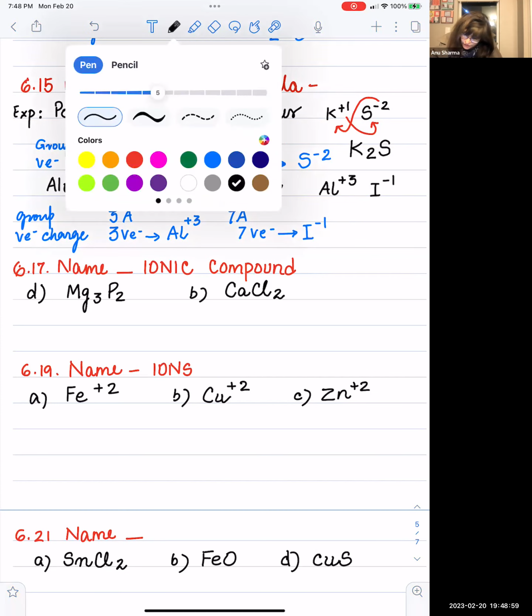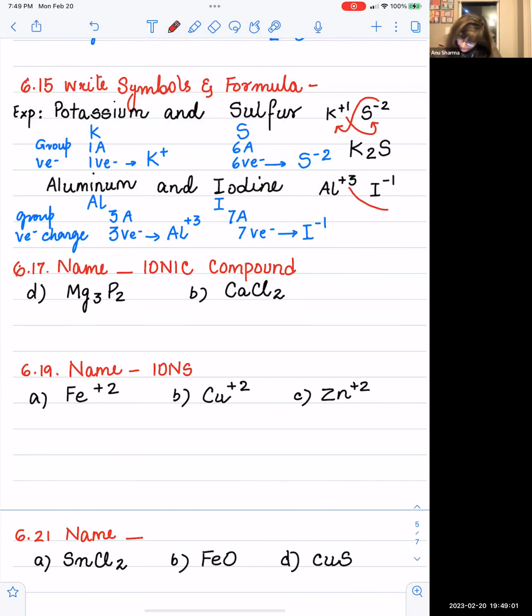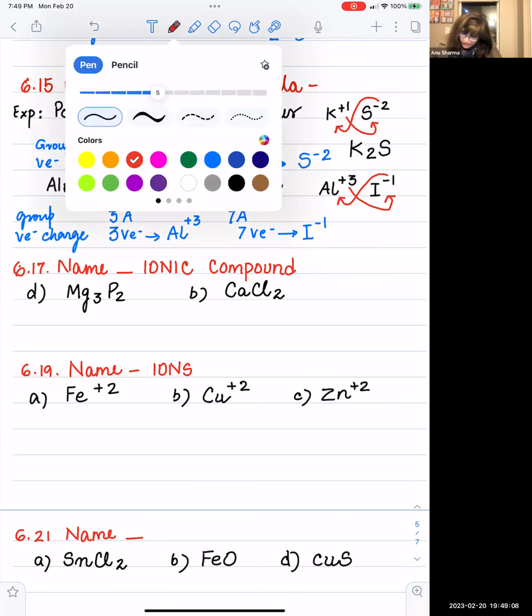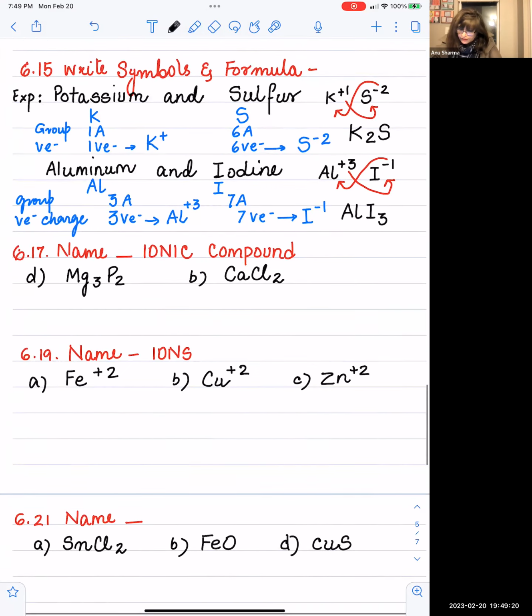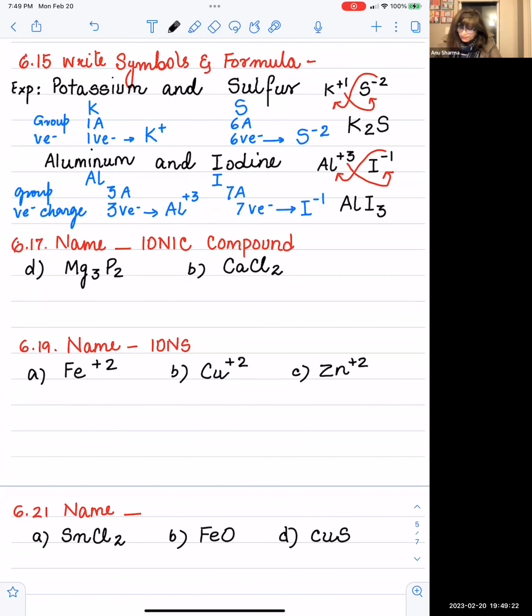Here you have aluminum, and this is this. So here you have AlI3, aluminum iodide. When aluminum and iodine combine together, they form aluminum iodide.